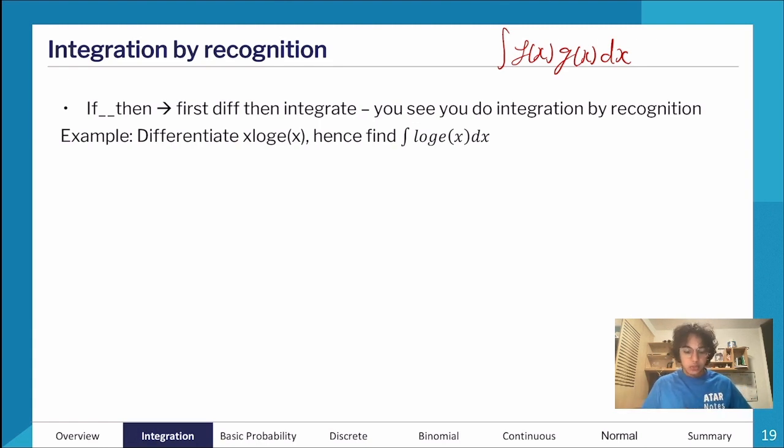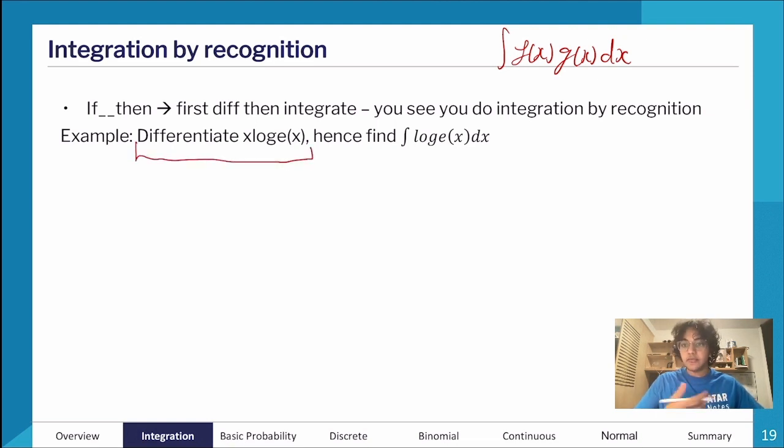That's out of the scope of the Methods study design, but there is also another way to do it. The way Methods wants you to do these questions is, first they'll give you a function to differentiate, and then from there you need to work back and find a different integral. For example, we have this part here, and it's usually part A.